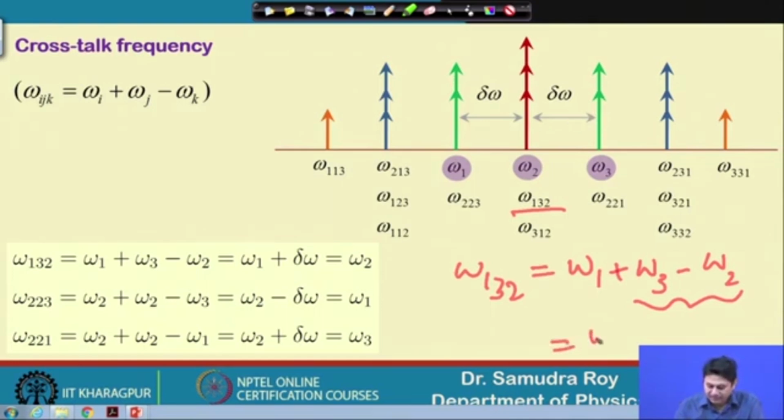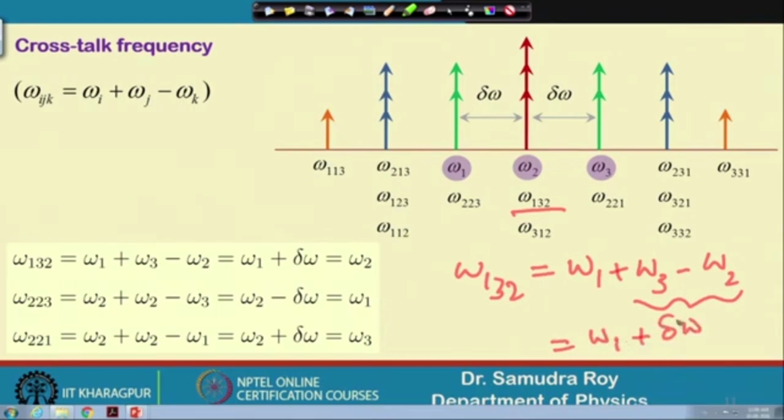So I write this as omega 1 plus delta omega, because delta omega is the spacing between omega 3 and omega 2. This is my omega 1, and if I add delta omega, this frequency falls on top of omega 2. So omega 2 frequency is nothing but omega 132. The combination of these three frequencies gives us a frequency which is omega 2.